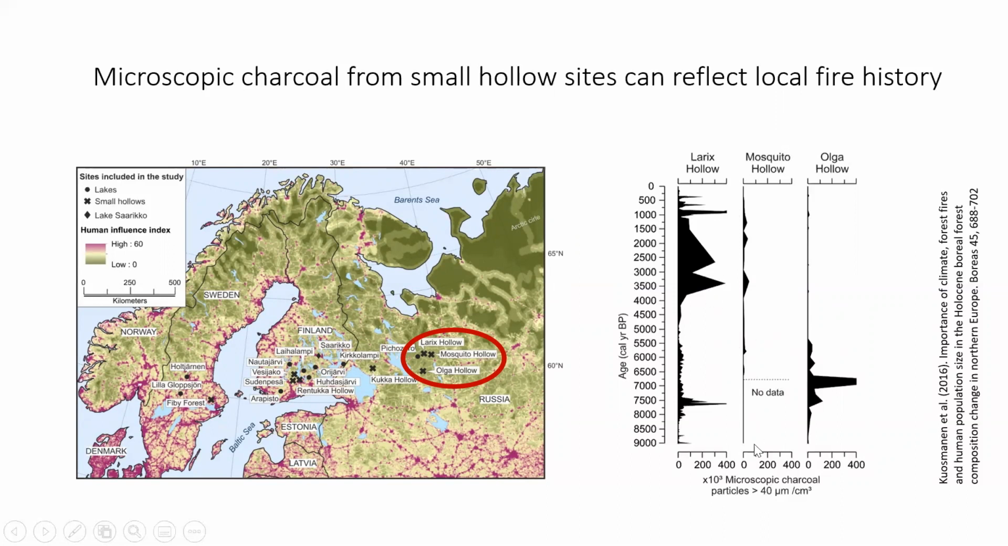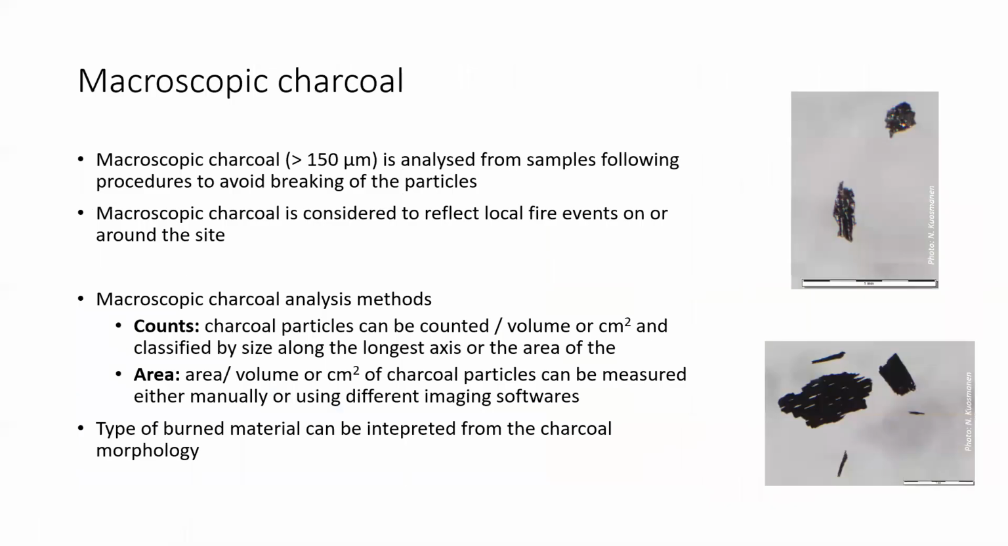So when we compare this, we can see that in Mosquito Hollow there's almost no indication of fires, whereas there are clear peaks in Larix Hollow indicating that there have been fires on the site. Olka Hollow is a little bit further down the south, but also there we can see some distinctive peaks, probably indicating local fires. But in general, microscopic charcoal is considered to reflect regional fires.